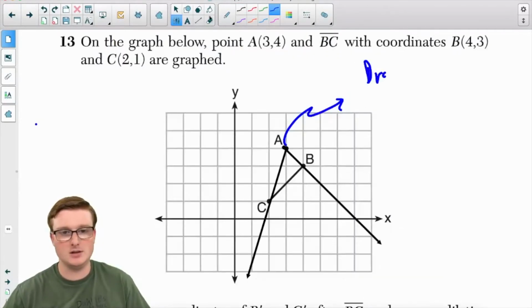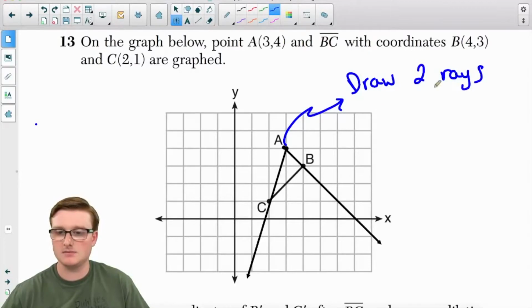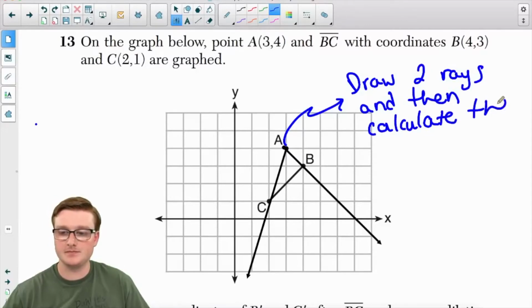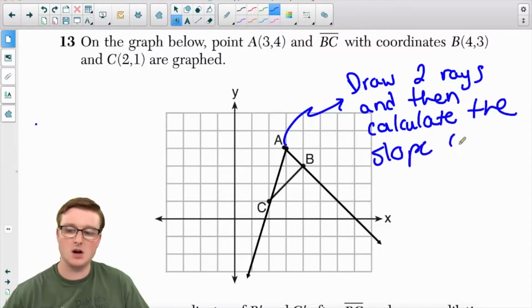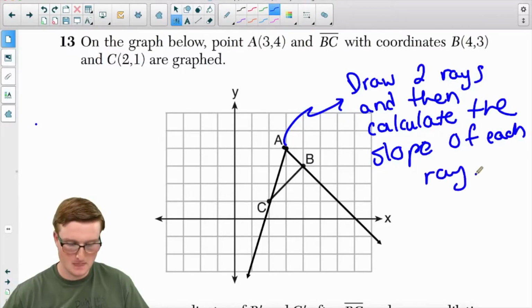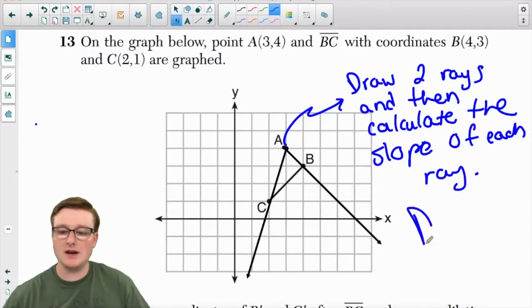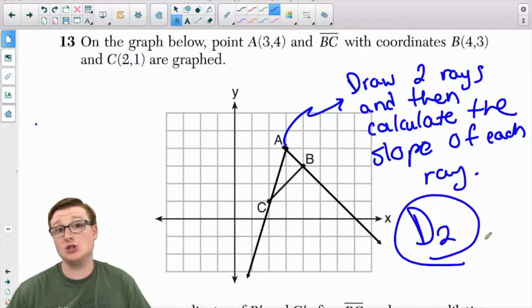Oh, my apologies. So you have to draw two rays and then calculate the slope of each ray. And you will see that once you calculate the slope, then you have to use the dilation with a scale factor of 2 to determine those points.